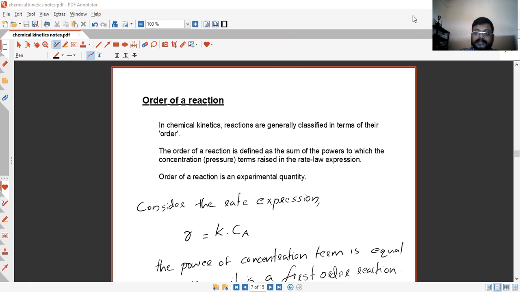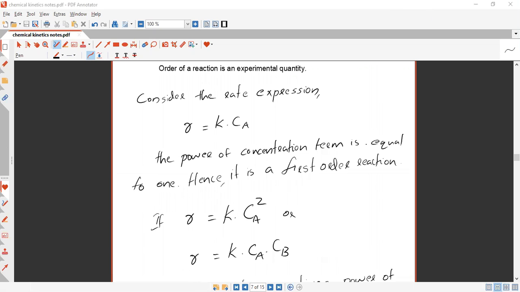Order of a reaction is defined as the sum of powers to which the concentration terms are raised in the rate law expression. For example, consider the rate expression R is equal to K into Ca. Ca stands for the concentration of the reactant, and the power of this term Ca is 1. So the order of this particular reaction is 1. So this reaction is a first order reaction.